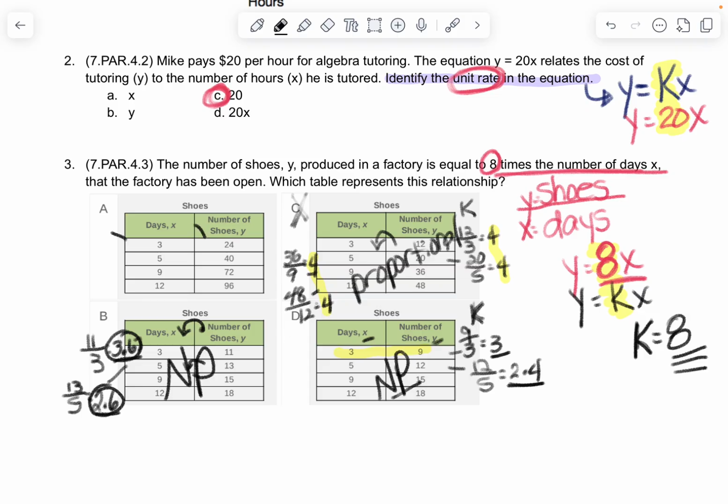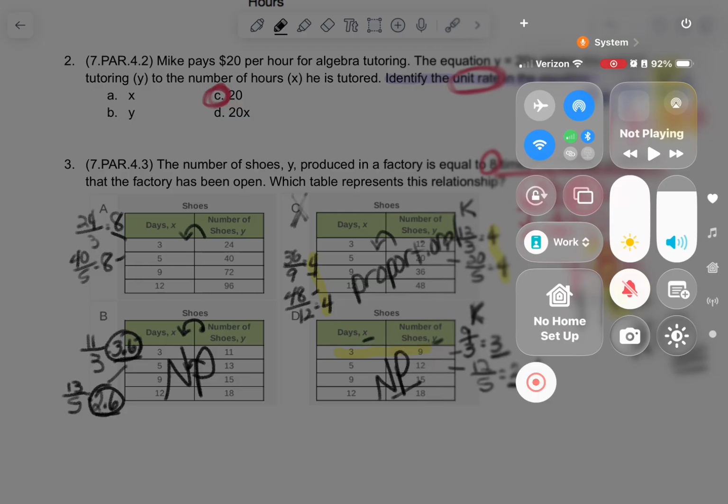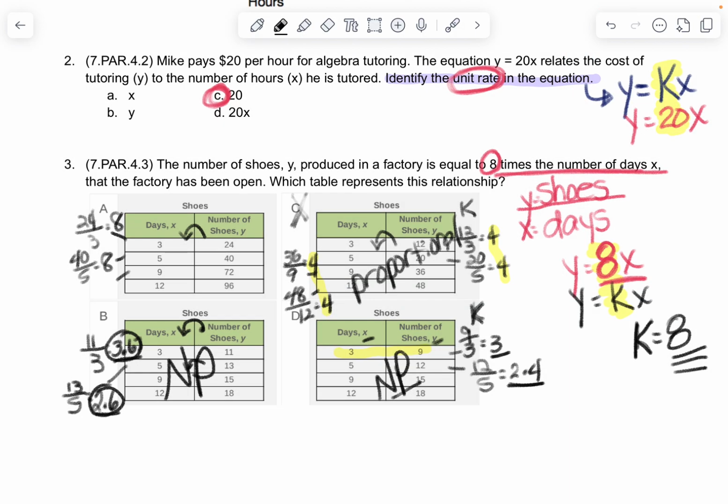This is doing Y over X. 24 over 3 is 8. 40 over 5 is 8. Let's double check, make sure I'm still recording. 72 over 9 is 8. And 96 over 12 is 8. And I get 8 for all of those. 8, 8, 8, 8. That means that 8, and that's what we're looking for.